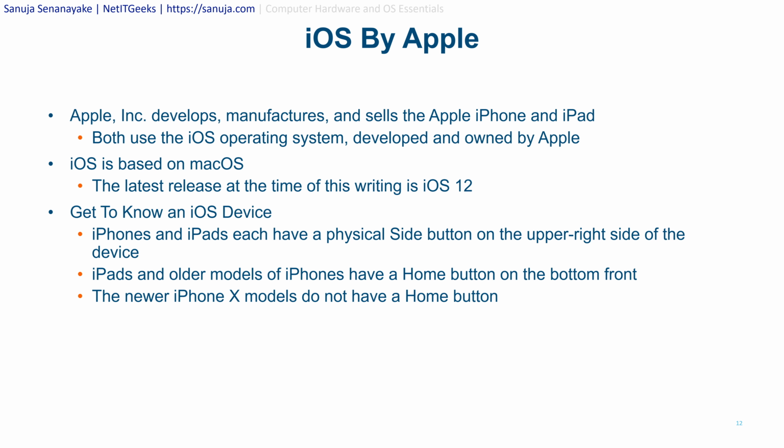To get to know an iOS device, you need to understand how iPhones and iPads each have physical side buttons on the upper right side of the device, and iPads and older models of iPhones have physical home buttons on the bottom front, and the newer iPhone X models and newer versions of iPhones do not have home buttons because they went with gesture navigation. Like older versions of iPhones, and I believe there is one low end iPhone that does have a home button, but typically they don't have it with the newer versions of the Apple iOS iPhones. So keep that in mind.